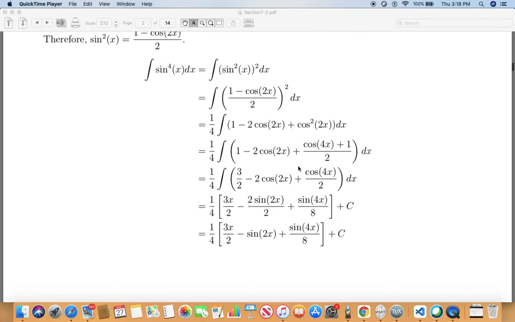So now all the powers are simply 1, so it's straightforward. Don't forget the constant multiple outside, 1/4. The integral of 3/2 is 3x over 2, minus 2 times the integral of cosine 2x, which is sine 2x over 2. The integral of cosine 4x over 2: the integral of cosine is sine, and that 4 gets me another 4 in the denominator, so along with the 2 is an 8. Don't forget the constant of integration. Simplifying, this 2 cancels this 2. Everything else is the same.